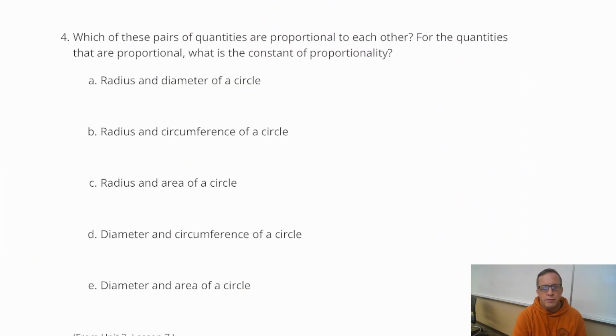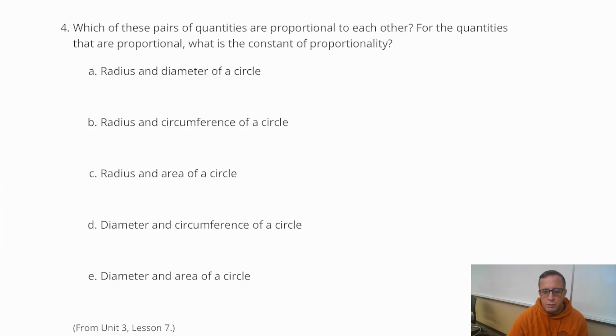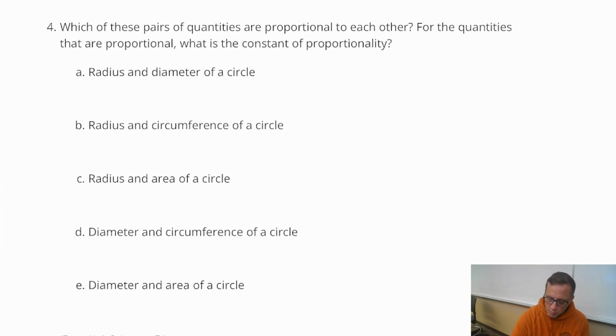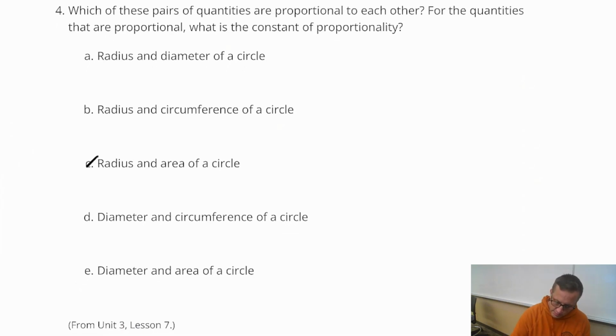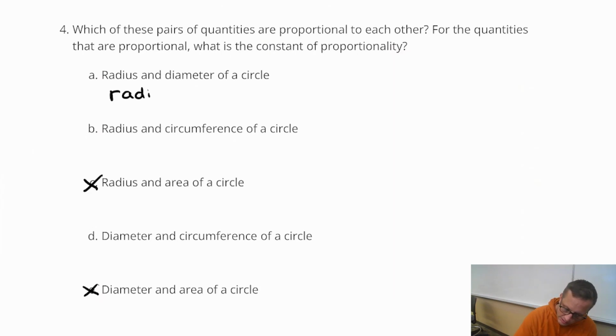All right, number 4, which of these pairs of quantities are proportional to each other? For the quantities that are proportional, what is the constant of proportionality? So here, let's just do this right away. Anything area is not going to be proportional, because that involves doing radius times radius. So that's going to make it not proportional. And so anything radius, I'm going to mark those off, that one and E. So the rest should be proportional, right? So what is the constant of proportionality? So the radius to diameter.